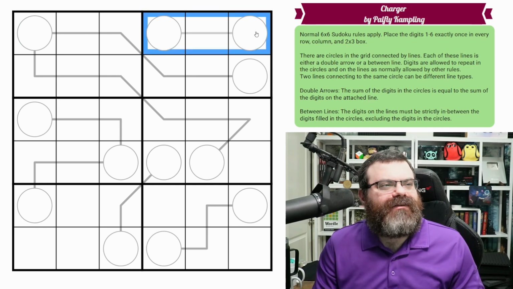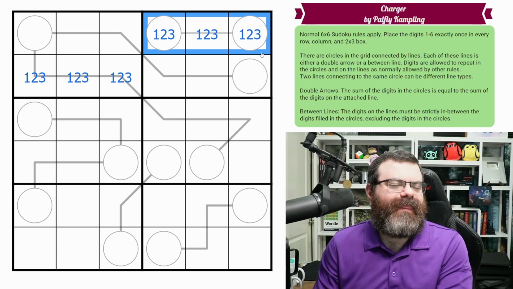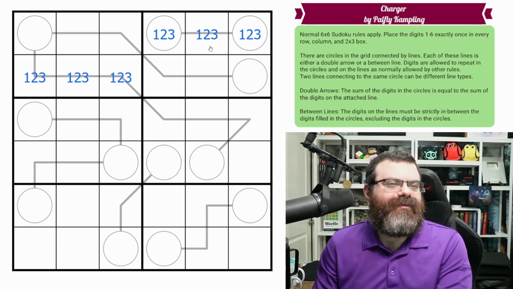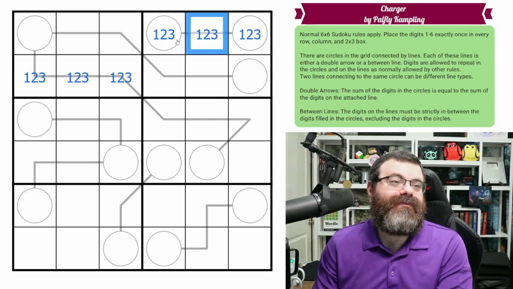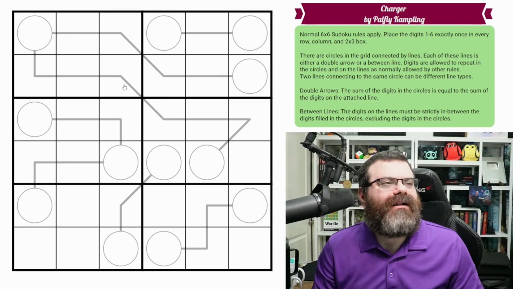This could be a double arrow. Let's see. I'm thinking about if this is 1, 2, 3, then this is also 1, 2, 3. And so if it was a between line, we could be 1, 3 with a 2. If it was a double arrow, we could be 1 plus 2 is 3. Yeah, that works just fine.